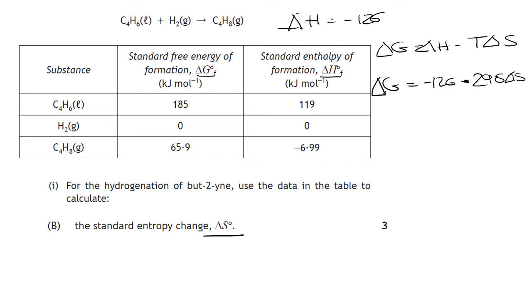So using our table, we should be able to work out delta G. Now this is from page 4. Delta G, just like for delta H and delta S, we can do the sum of products minus sum of reactants, which is 65.9 minus 185, which comes out as negative 119.1. So I'm going to fill that into the equation.